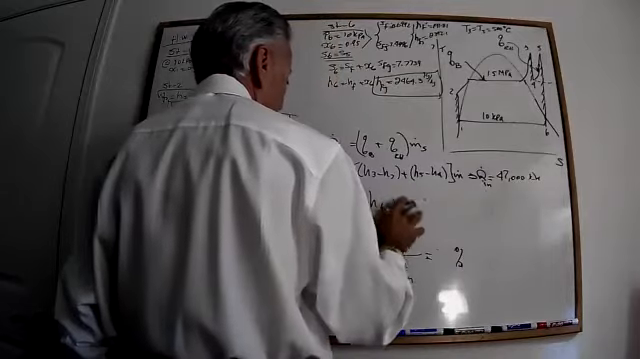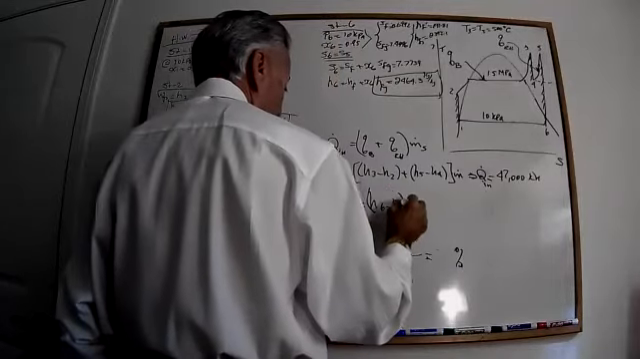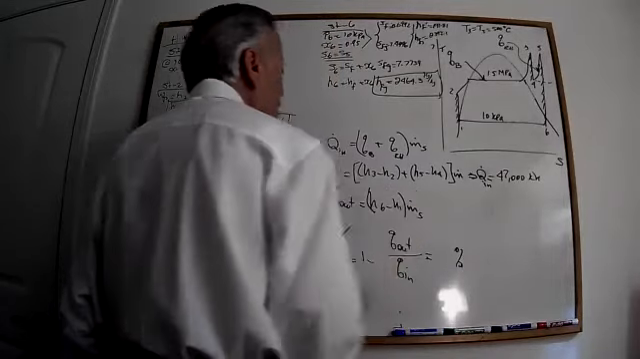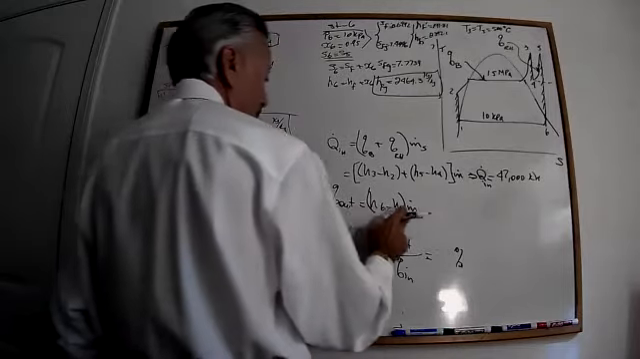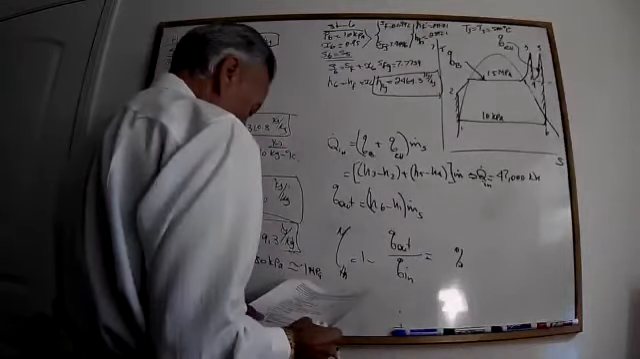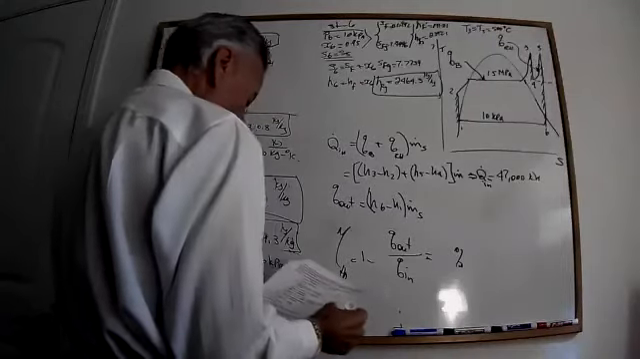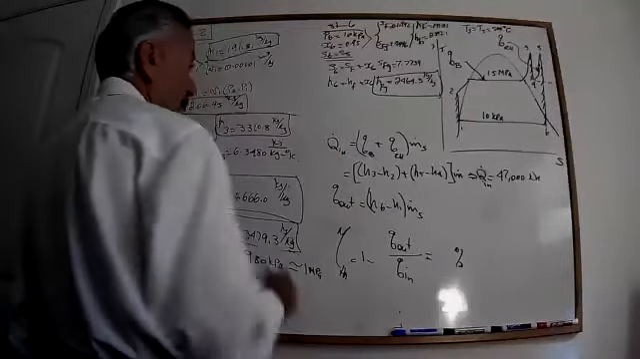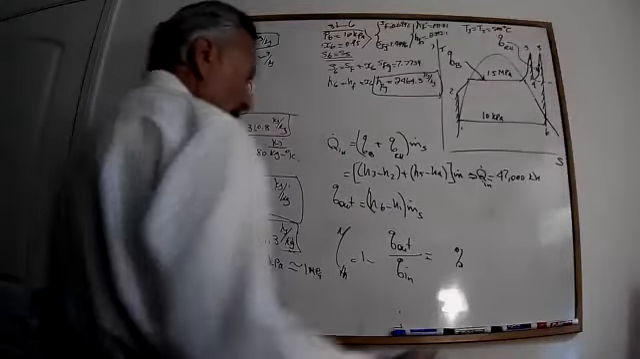Similarly, our Q out is H6 minus H1 times the mass of the steam. If we do the same thing, plug in mass, by the way, was 12 kilogram per second.